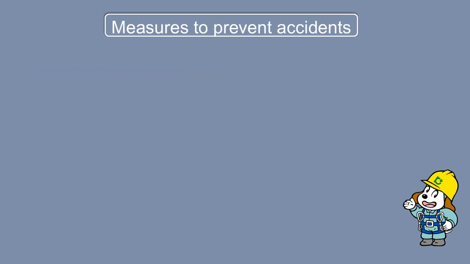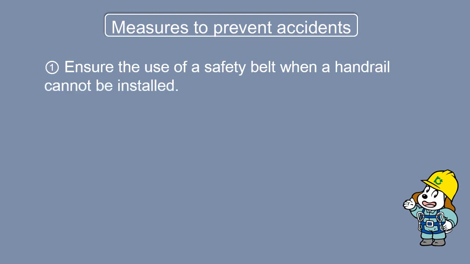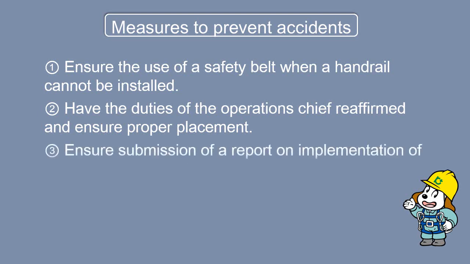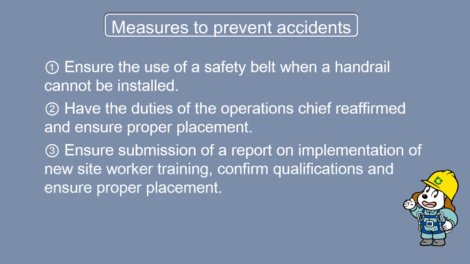Measures to prevent accidents. Ensure the use of a safety belt when a handrail cannot be installed. Have the duties of the operations chief reaffirmed and ensure proper placement. Ensure submission of a report on implementation of new site worker training. Confirm qualifications and ensure proper placement.